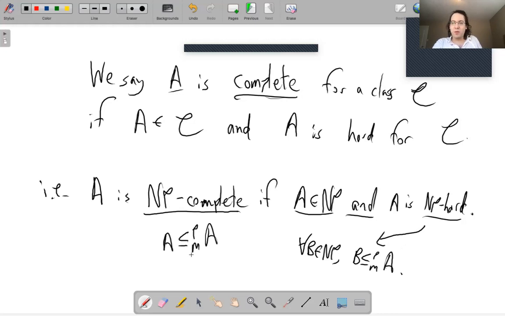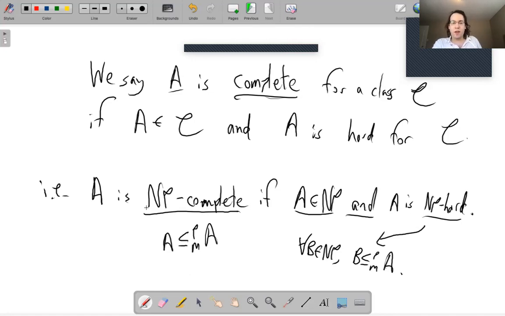But that's always true. There's always a mapping reduction from a language to itself: you can just use the identity function. So this is always true. But if every language in NP is less than or equal to A, so it has a mapping reduction to A, and A is in NP, then A is in some sense the hardest language in NP. But there could be ties, right?